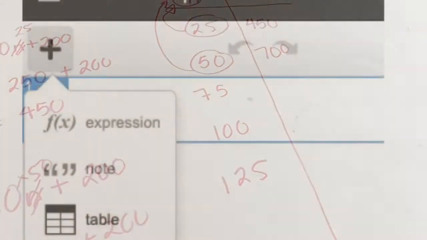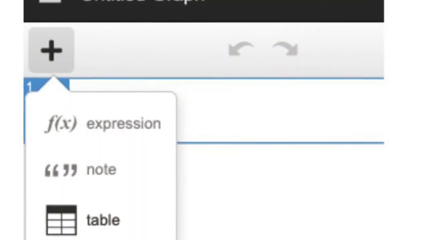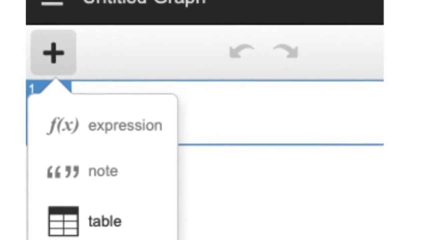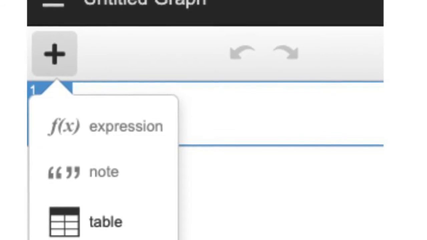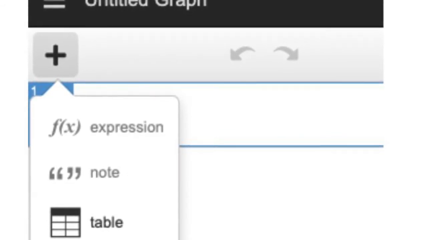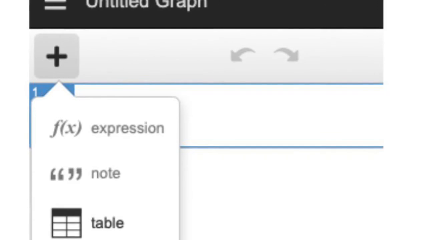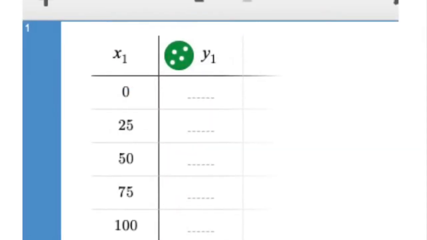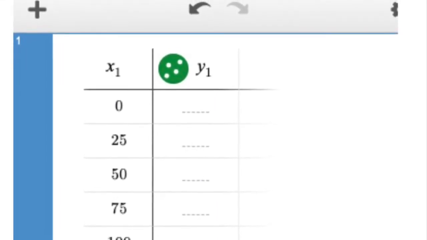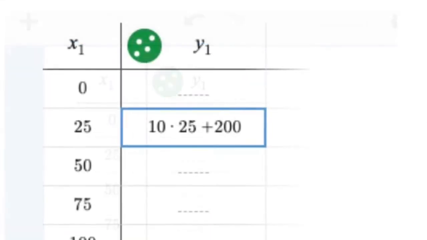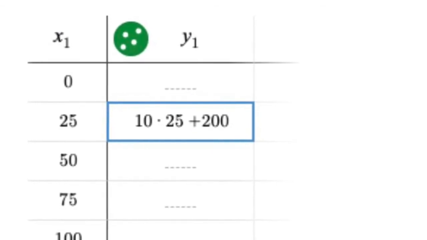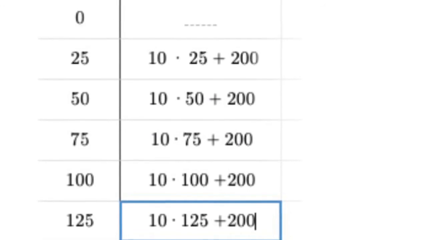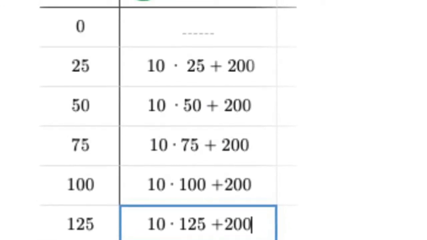So we made a great table of values on my chart paper, but what the assignment asks you to do is to make that table of values in Desmos. So you need to go to Desmos, click on that plus sign, and then click on the table of values. And then we can make our table of values in Desmos. So we want to enter the X numbers and we want to enter the Y numbers. We know that to find the Y, we had to do 10 times 25 plus 200, 10 times 50 plus 200, 10 times 75 plus 200.